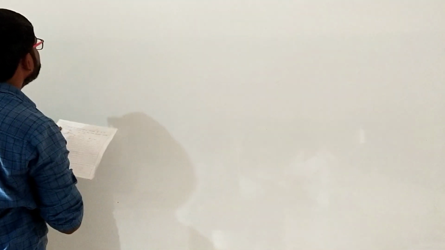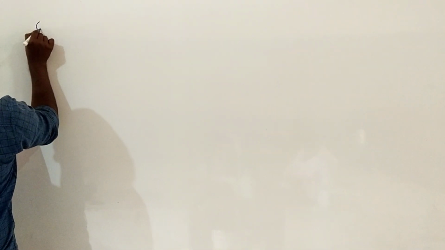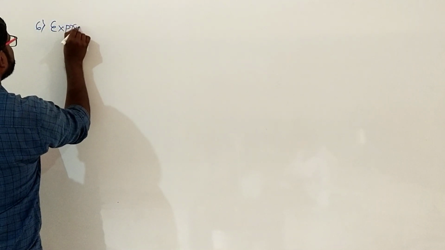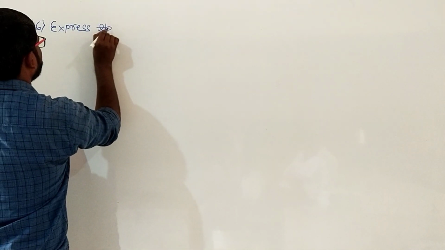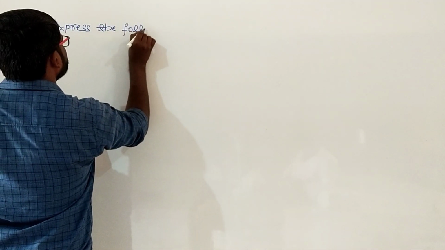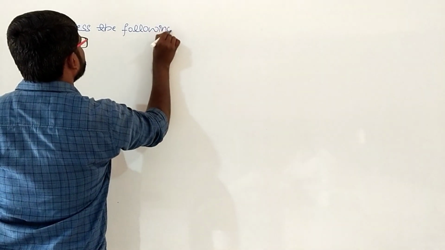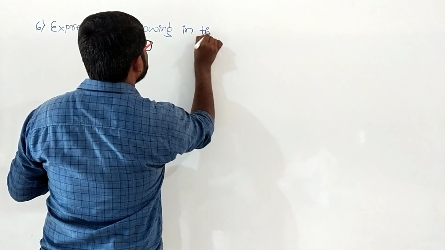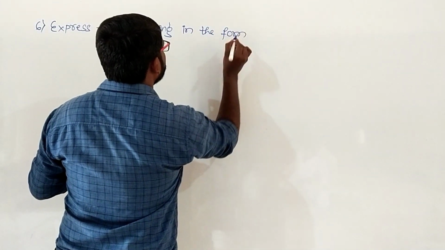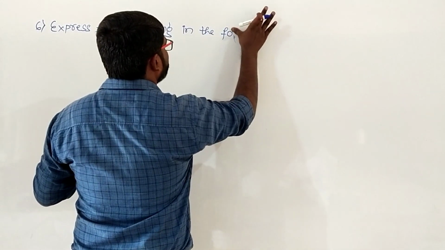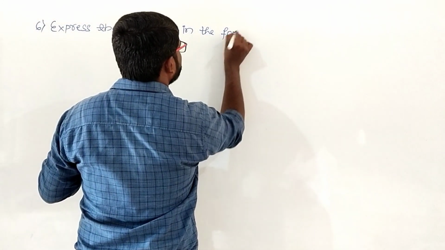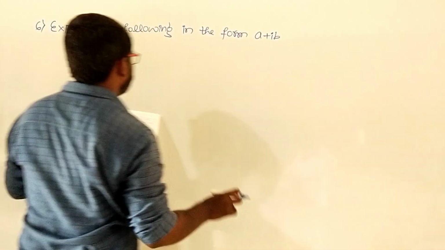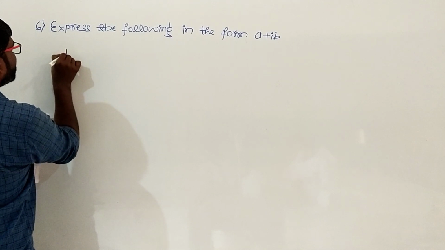Well, let us write the 6th example. It is: express the following in the form a plus ib. So he has given 2 sub questions in that.